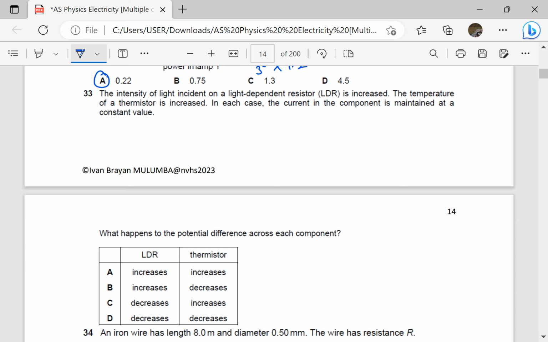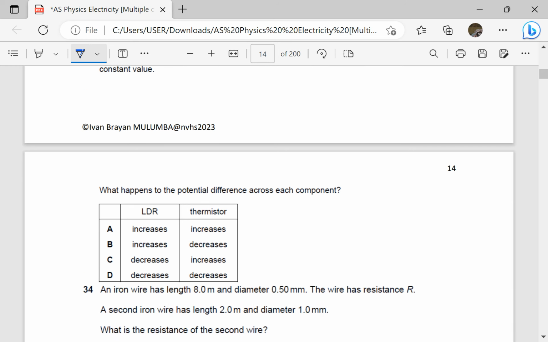The intensity of light incident on a light-dependent resistor is increased. That means resistance decreases. The temperature of the thermistor is increased. It means the resistance decreases. In each case, the current in the component is maintained at a constant value. What happens to the potential difference across each component? So V is equal to I times R. R is decreasing. I is constant. It means V must also be decreasing. So in both cases, it is decreasing.